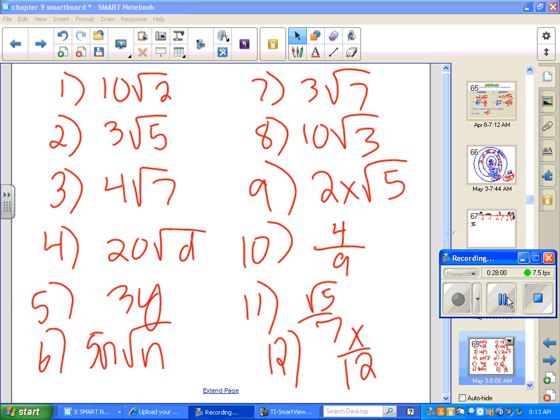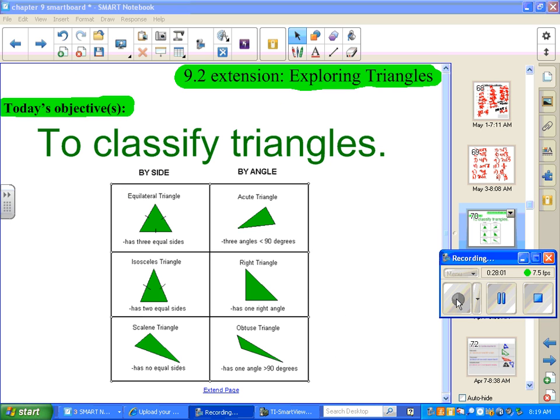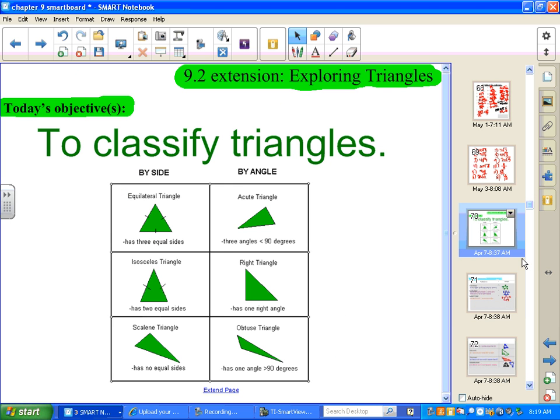Since we only have 5 minutes, let me talk through this with you. Don't write anything down, okay? I just want to have a conversation with you. Can someone remind us, what is a scalene triangle? Justin. Good. All the sides are different lengths. Briar, what is an isosceles triangle? Very good. What else do we know about an isosceles triangle?